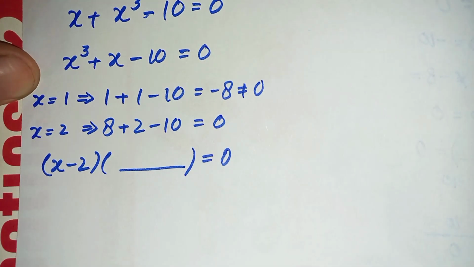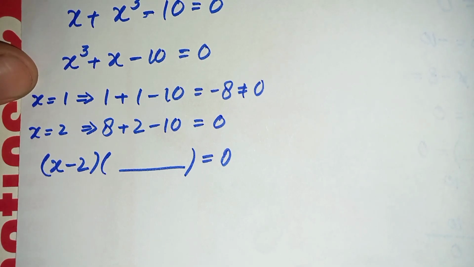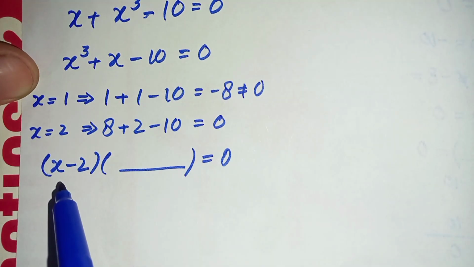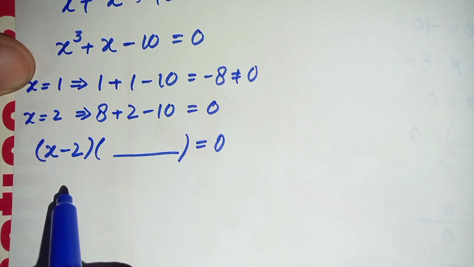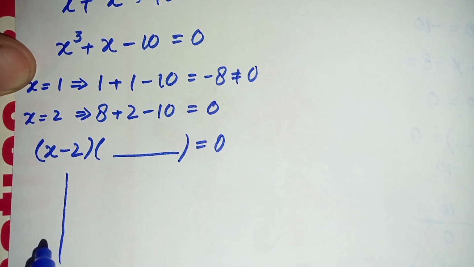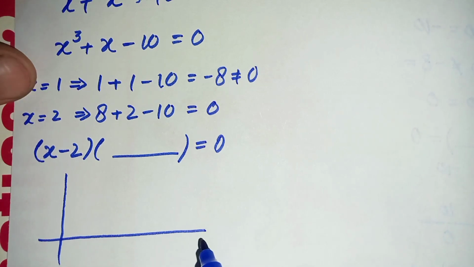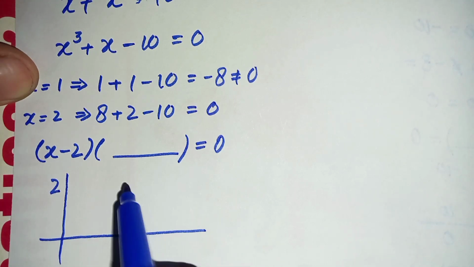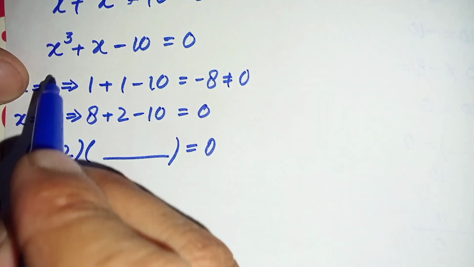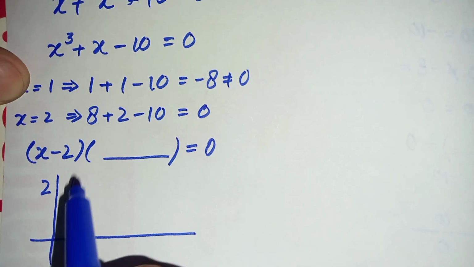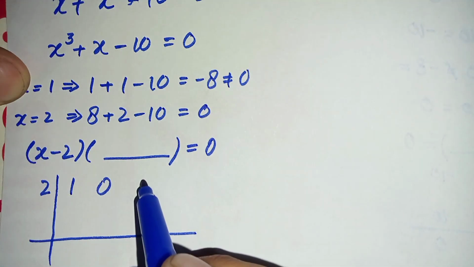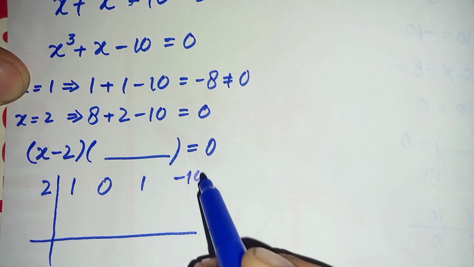Now we will find this quadratic equation using the synthetic division. So here we will also know about the synthetic division, that what is synthetic division? In synthetic division we divide this cubic equation by this linear factor. So we will do it here. In synthetic division we will draw two lines like this, and here we will write this one factor 2, and here we will write the coefficients of this cubic equation. The coefficient of x cube is 1. The coefficient of x square, that is not present here, is 0. The coefficient of x is 1, and the constant term is minus 10.